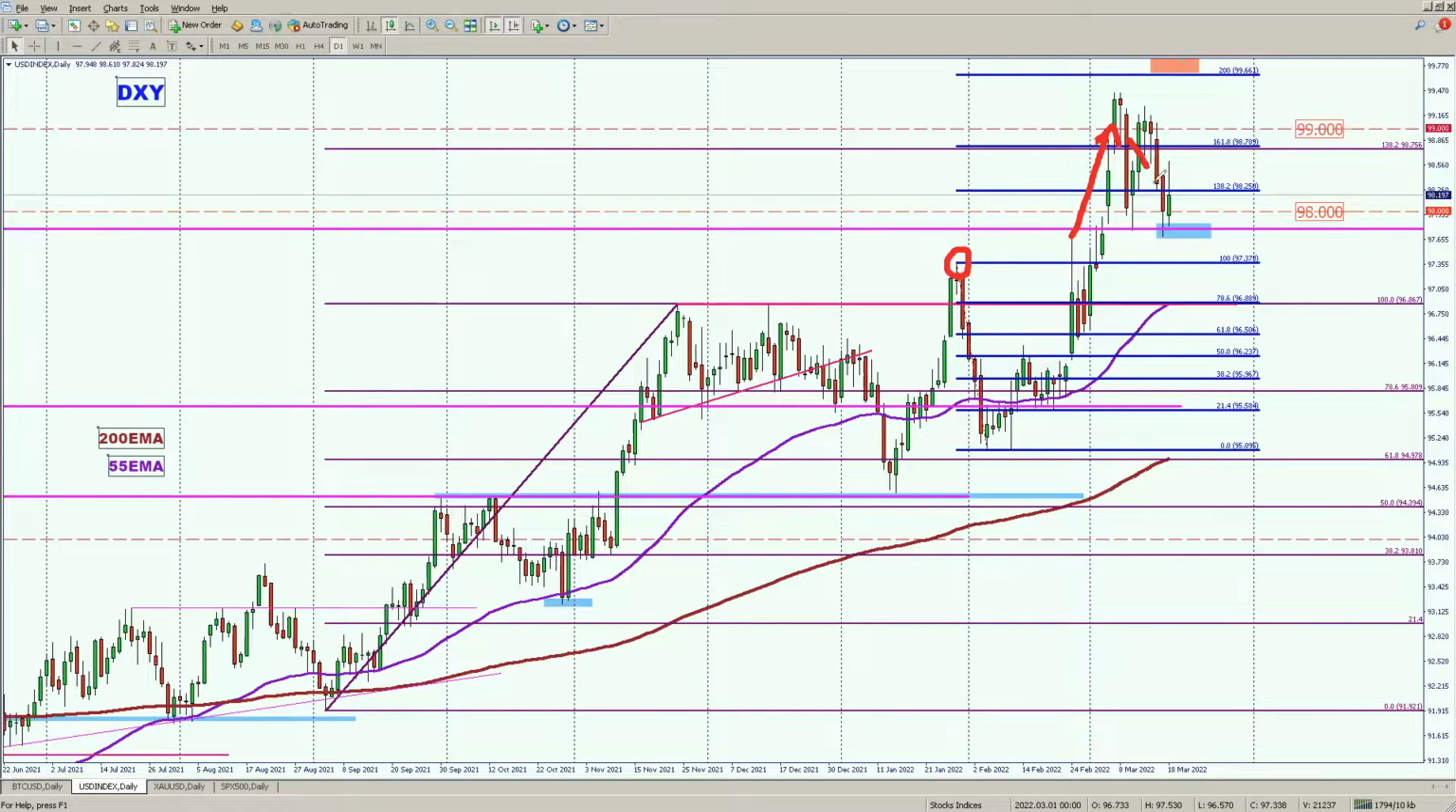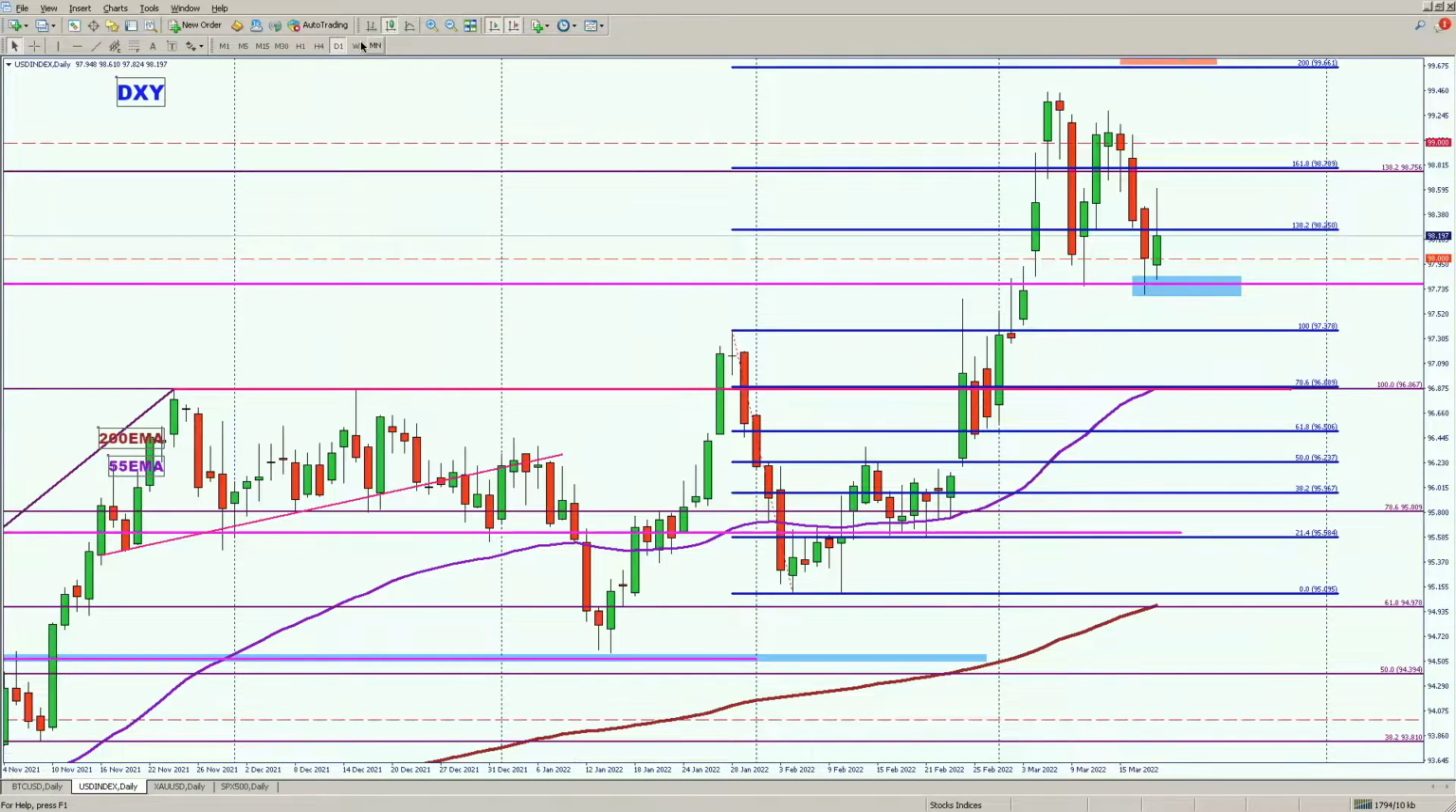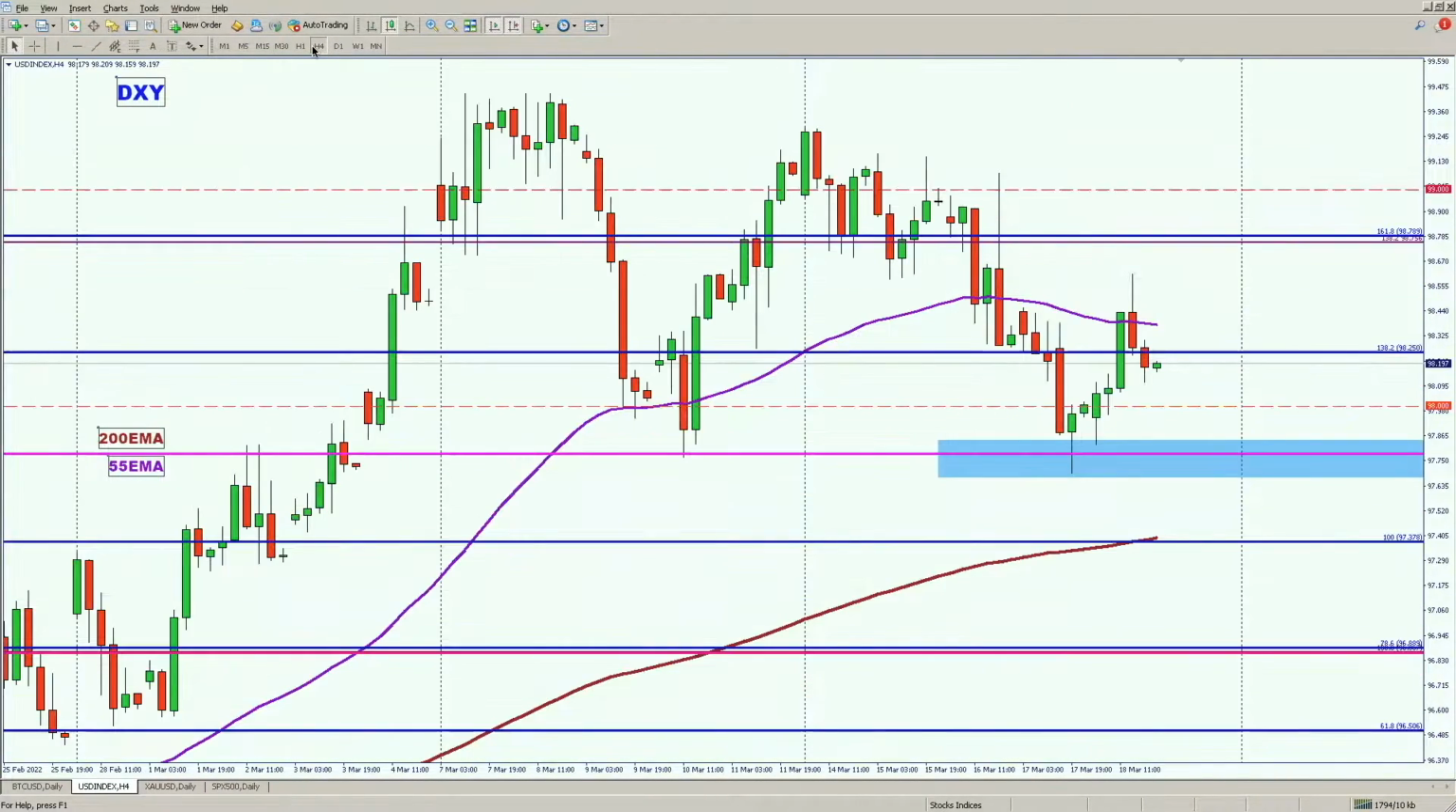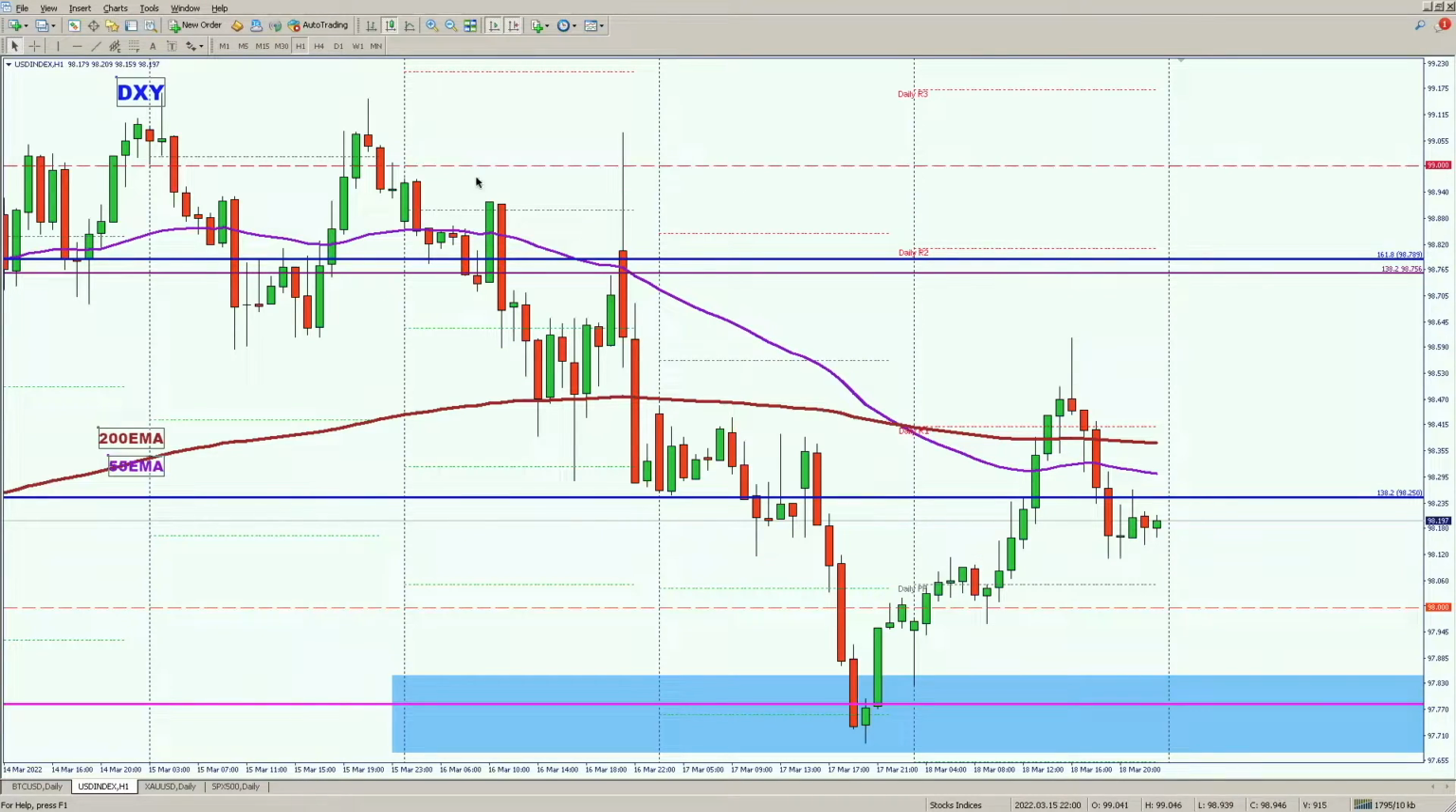and then it has settled back to retest this zone here, and settling around at the 98 level. So let's take a look at the 4-hour time frame to see the move, even down to the 1 hour if we could.